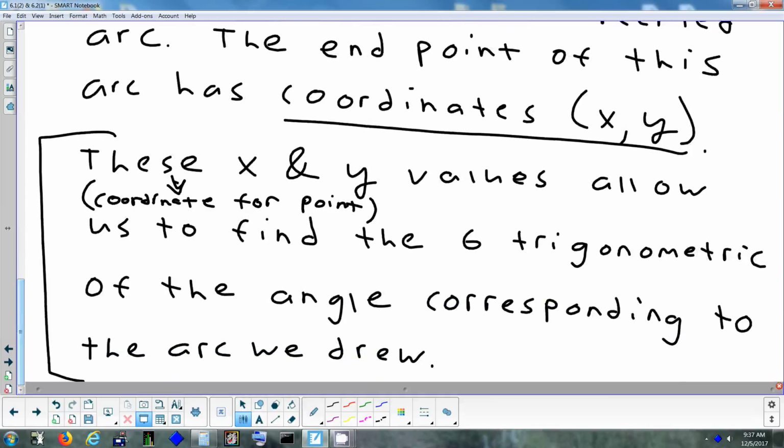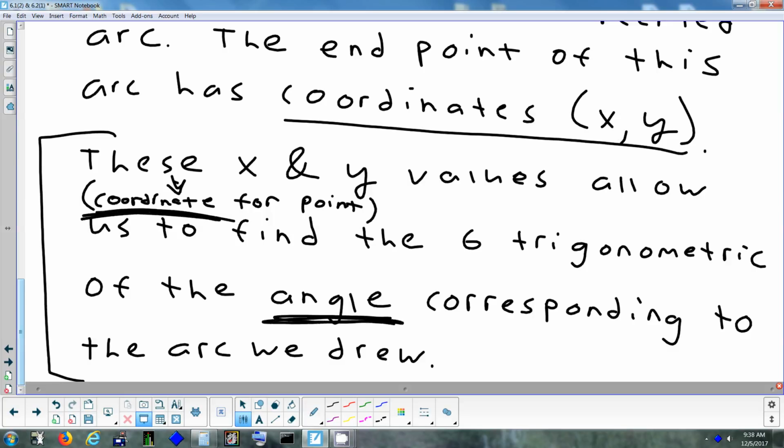So find the coordinates, and those x and y values will allow you to find the sine, the cosine, the tangent, the secant, the cosecant, and the cotangent of your angle. So that's great if they say to you, what's the cosine of 90 degrees? But knowing the angle isn't really helpful. You have to figure out, okay, they want the cosine of 90 degrees. Step one is to figure out the coordinate for 90 degrees. If you can't get the coordinate, you can't do unit circle trig.